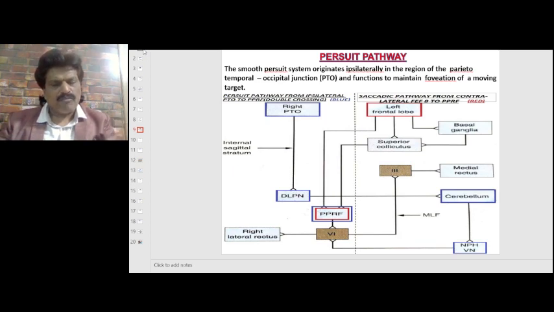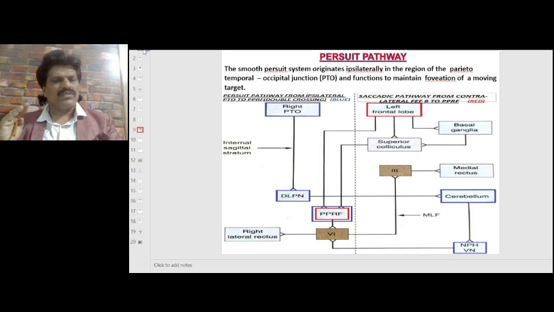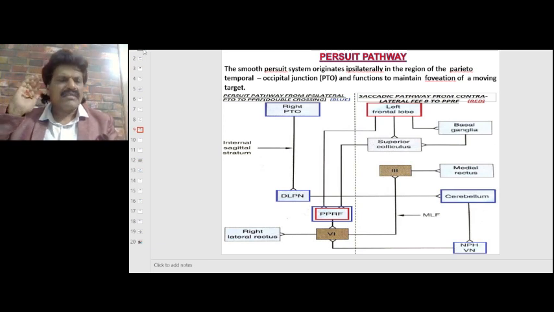Pursuit movement is encircled here in blue color. Taking an example, pursuit movement goes from the ipsilateral PTO to the PPRF, because of double crossing, decussation. So it comes from the right PTO, goes to the DLPN, crosses over to the opposite side cerebellum, goes to the vestibular nucleus, comes back to the 6th nuclear complex, 6th nerve, and then supplies the 6th and the 3rd nerve.